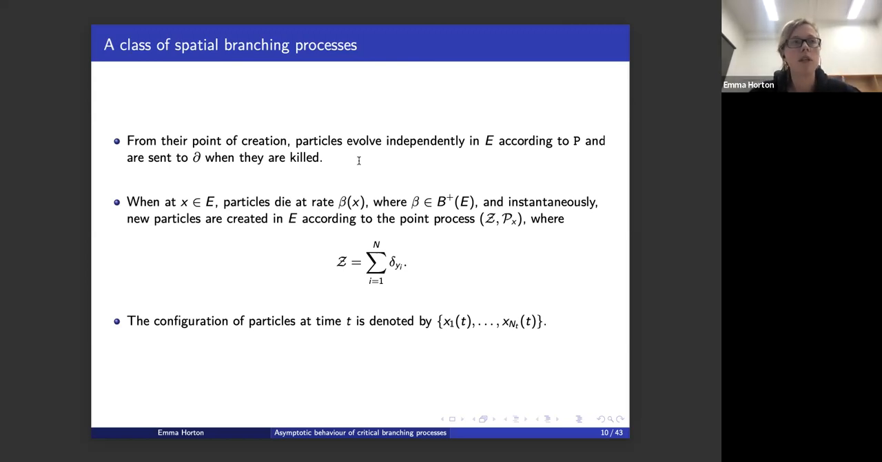So for this killing, we don't give any restrictions on what it could look like. It could happen according to some exponential rate, so it could be soft killing. It could also be when it hits the boundary if E is bounded.